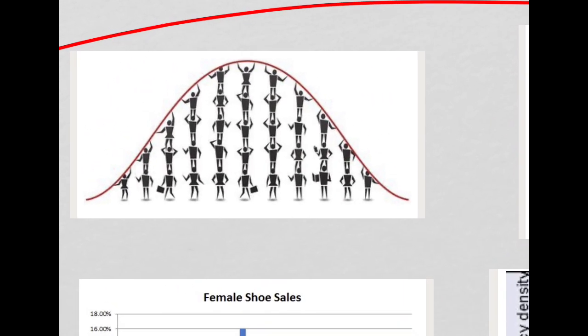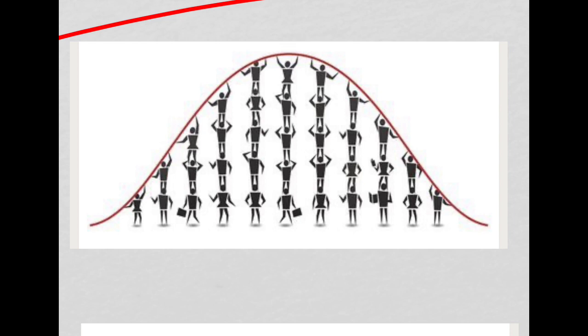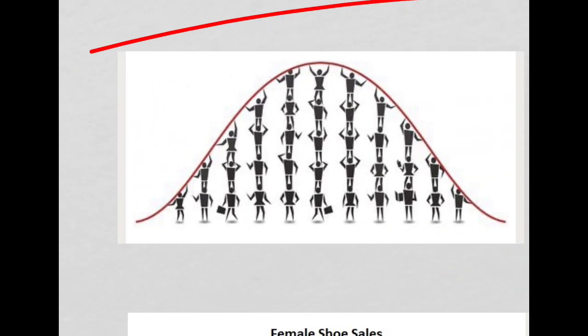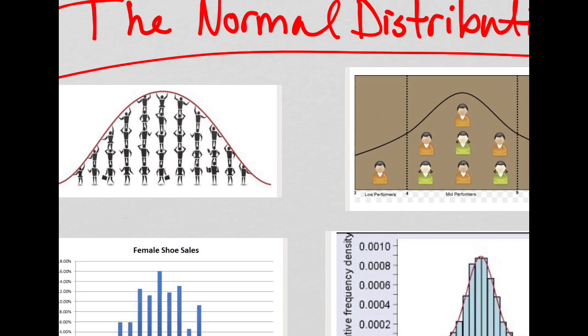So we know that height of our entire population is normally distributed because we have a lot of people around the mean. And then we have less tall people and less short people, but generally we have around the same percent of tallies as we do shorties. So height is a data set that we know follows a normal distribution.